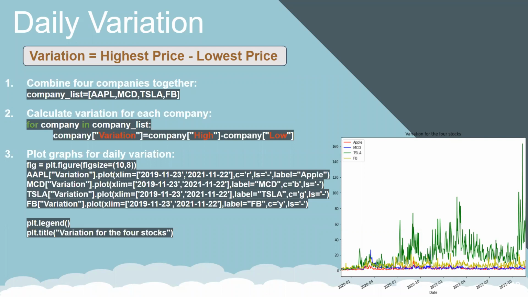For this part, we want to know the daily variation of the four company stocks. Variation is the highest price minus the lowest price in one day. Firstly, we put the four companies in a list and then we use a loop to calculate the daily variation for each company. We can plot a graph for daily variation. In this graph, we can see Tesla has a higher daily variation than the other three. It indicates Tesla is very volatile and may be expected to change its value quickly over time.